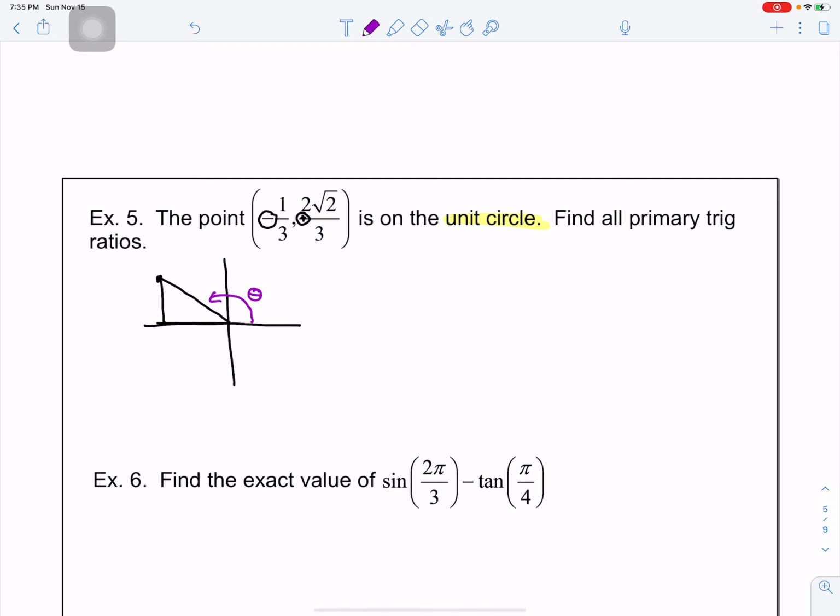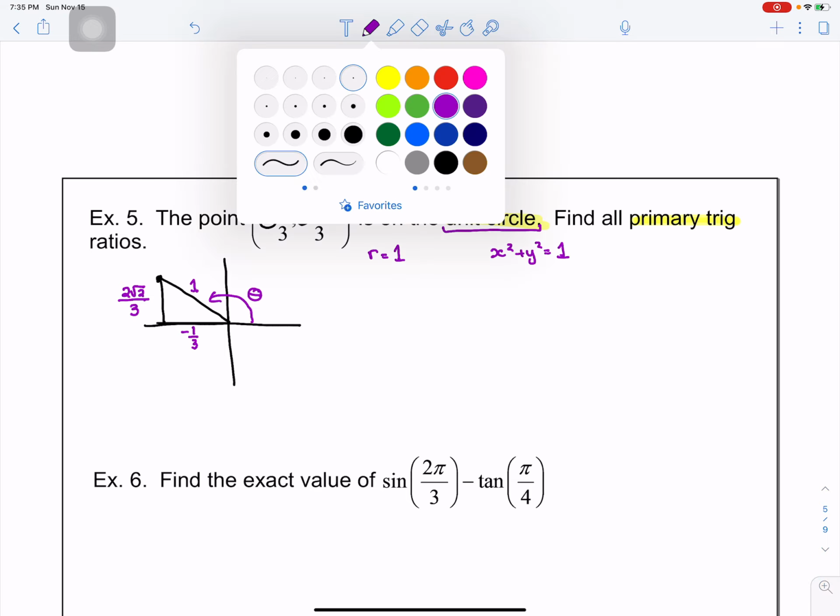Here's my rotational angle theta. So this x coordinate is negative 1/3 because they label that for me. My y coordinate is 2 root 2 divided by 3. They label that for me. I need to find my r coordinate, but I know because I sit on the unit circle, my r is just 1. And you could verify that, but I don't really want to do that step. But you could verify that x squared plus y squared when you work it out gives you a 1. And we want to find all the primary trig ratios.